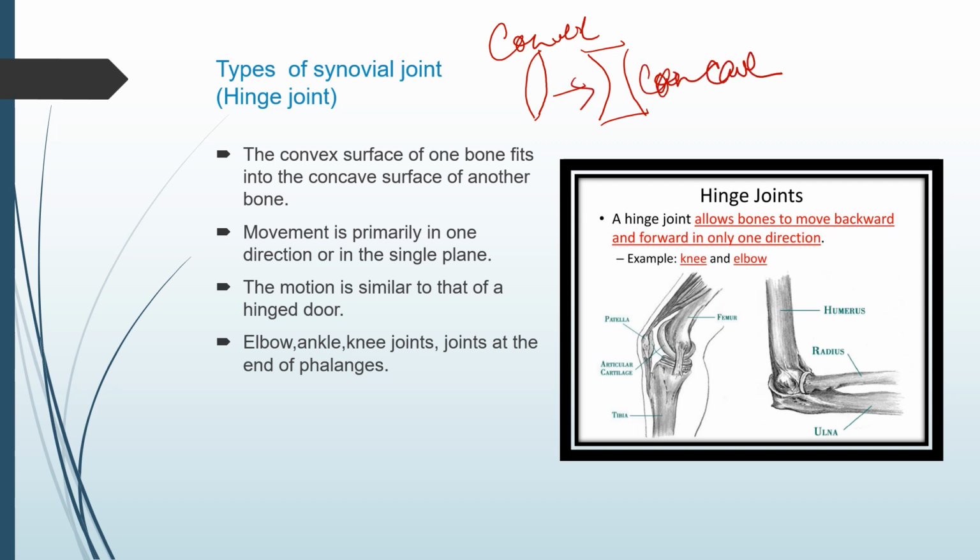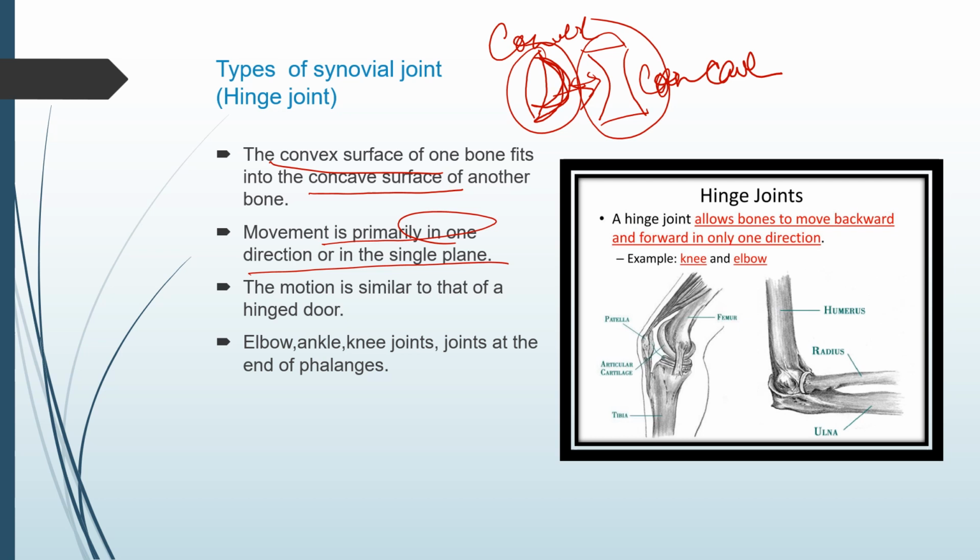Suppose this is one bone and this is another bone. These two surfaces come and meet together. The convex surface of one bone is fitting with the concave surface of another bone. Movement is primarily in one direction and on a single plane only. The motion is similar to that of a hinged door. If we have a door with a hinge, it moves in a single plane, and the movement is primarily in one direction.